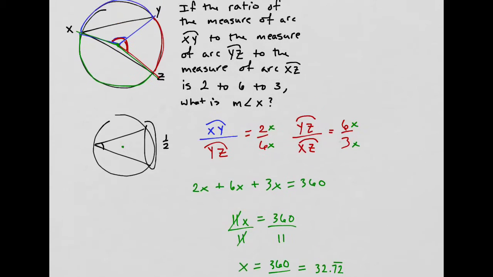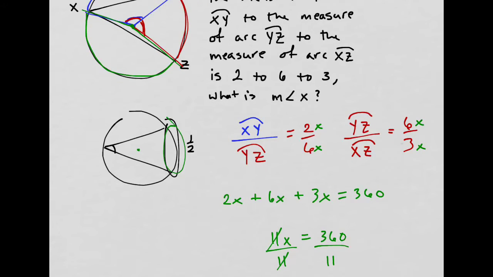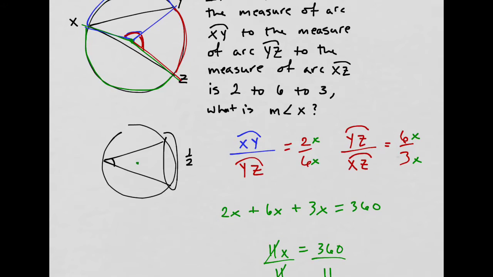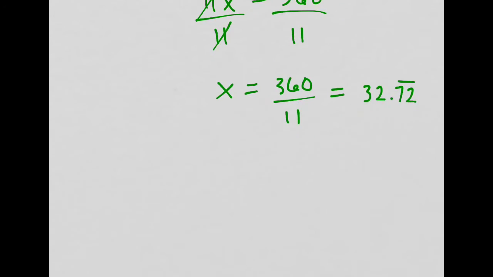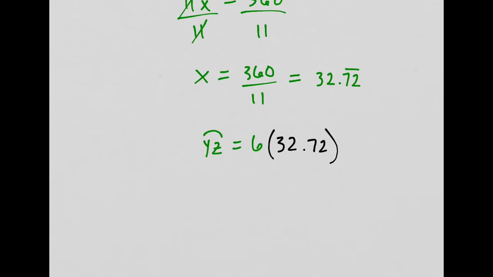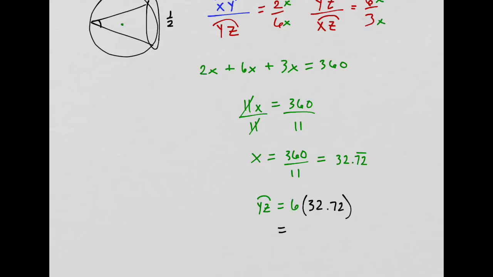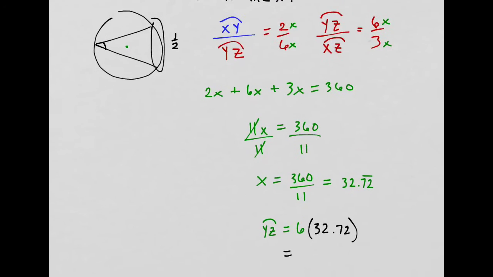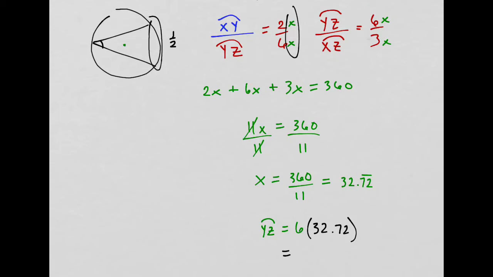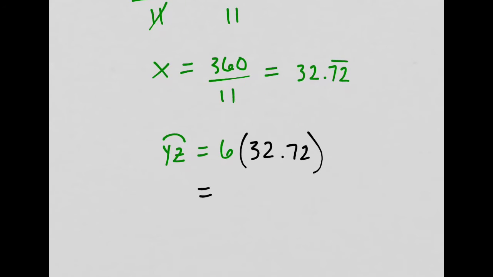So to figure out what yz is, I need to use my 6x. So the measure of arc yz will be that. So that's going to equal, hopefully you understand what I'm plugging in there, because I didn't actually have the measure of the angle, I just had the factor which I'm unreducing by. So times 6, and that's 196.36 repeating.